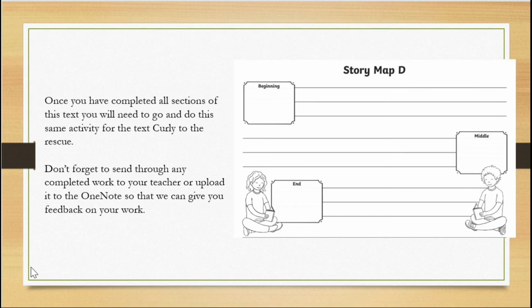Okay, that is us finished. Once you've finished all of those sections and you've drawn your matching pictures, the next thing you need to do is go and do that same story map for the text Curly to the Rescue. Don't forget, when you finish, upload any work onto OneNote, or you can send it via email through to your teachers so we can mark it and give you some feedback.